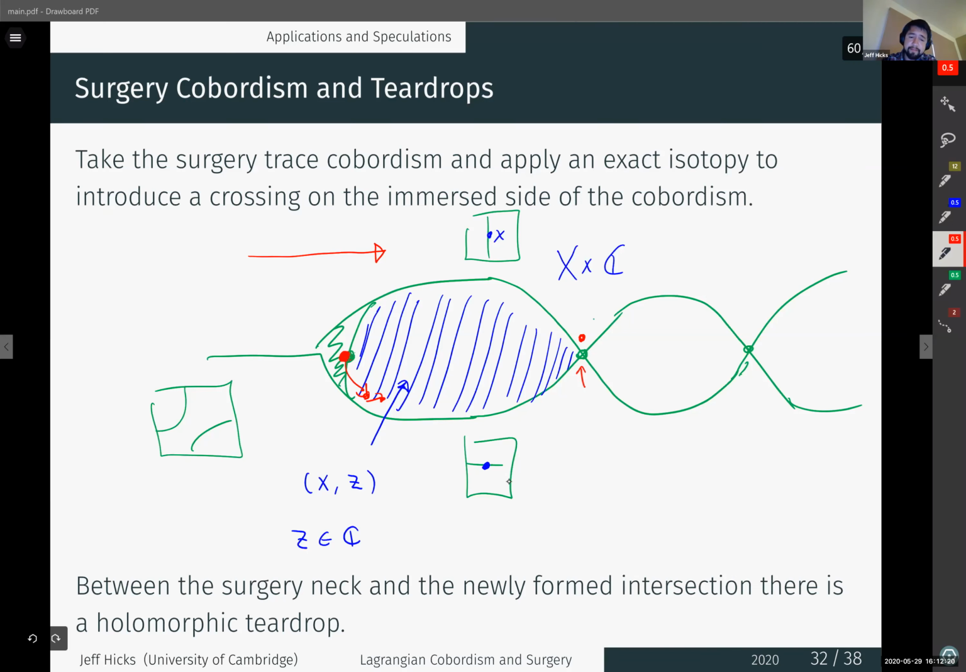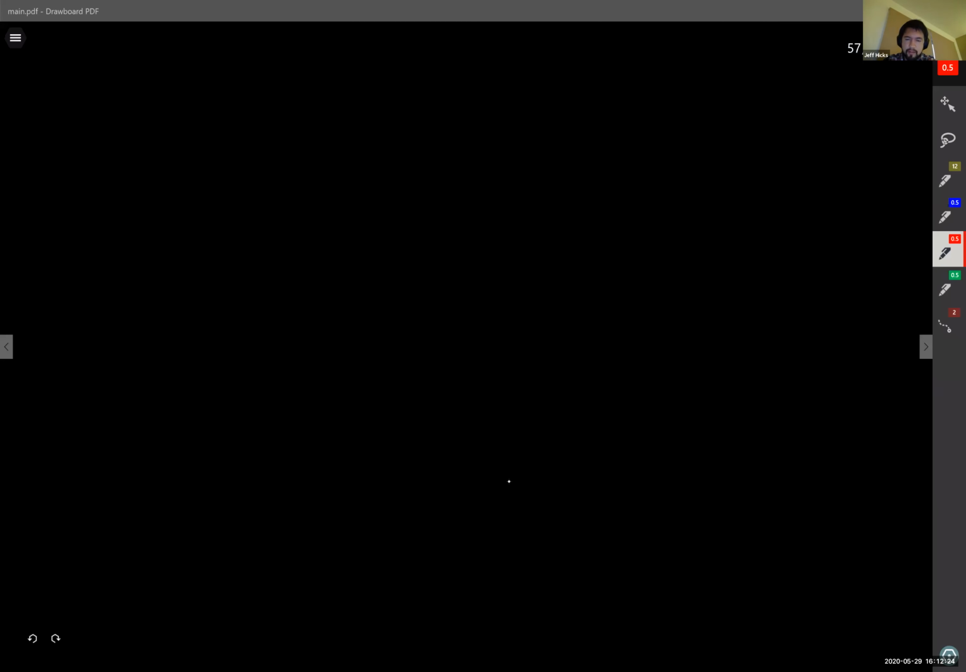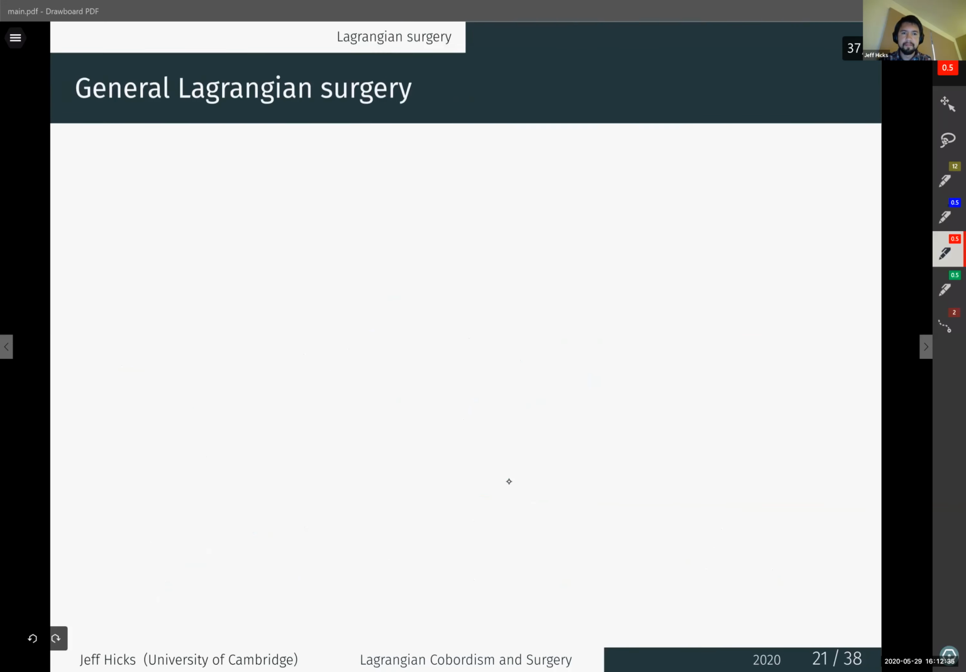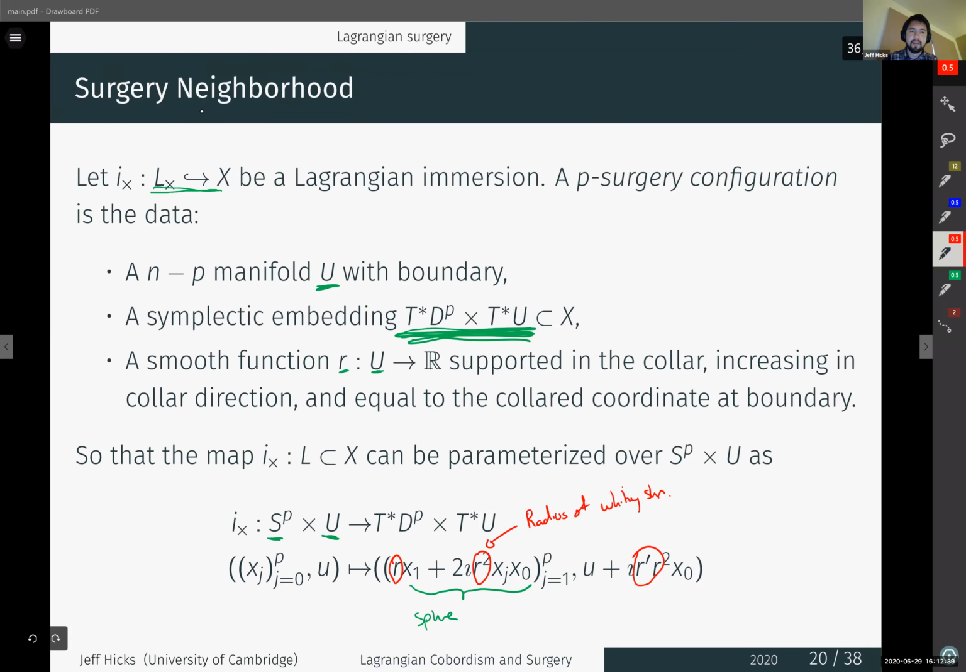Yes. So I haven't checked this for all surgery types yet, but at least I know for zero surgery, if you take this type of surgery neighborhood, you need some additional condition on T star U. I think that the Liouville flow on X needs to match that of T star U. Then the surgery cobordism that you get, the trace cobordism, should be regular. But I haven't checked for higher surgery configurations yet.